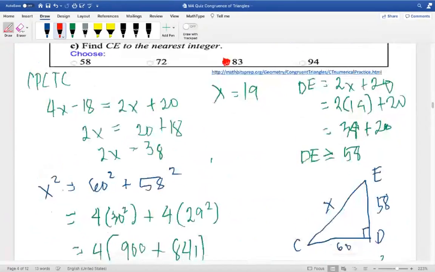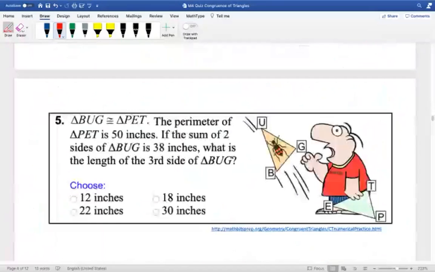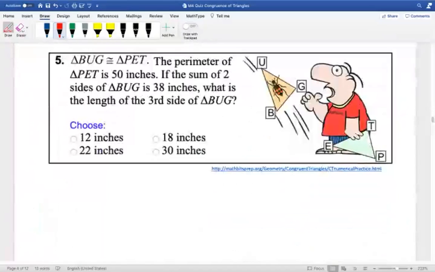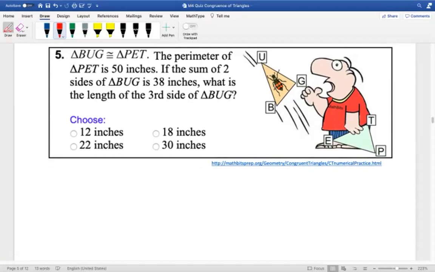All right, so that's number 4. I hope we get the same answers. Now let's answer number 5. Triangle BUG is congruent to triangle PET. The perimeter of triangle PET is 50 inches. If the sum of two sides of triangle BUG is 38 inches, what is the length of the third side of triangle BUG? Again, try to pause the video and solve it on your own, and once you're done, you can click play and we'll check if our answers are the same.